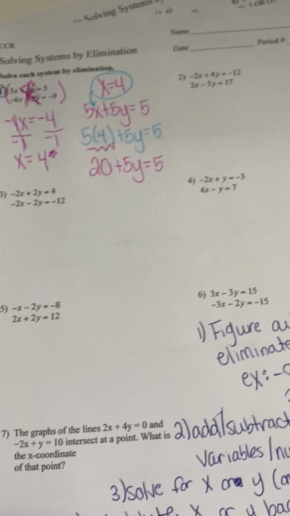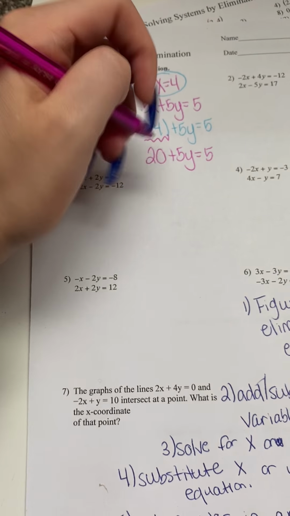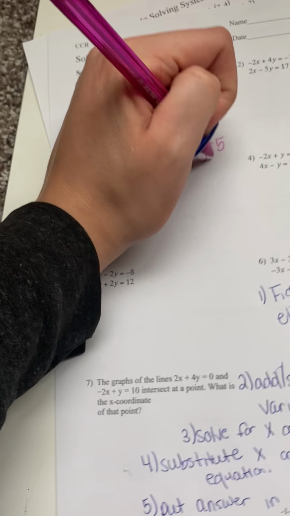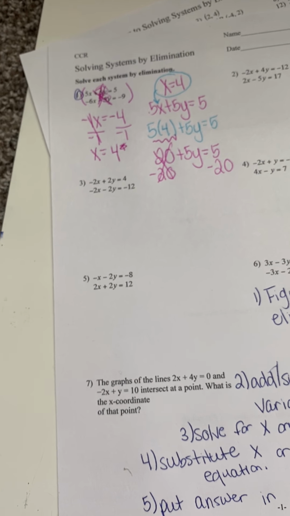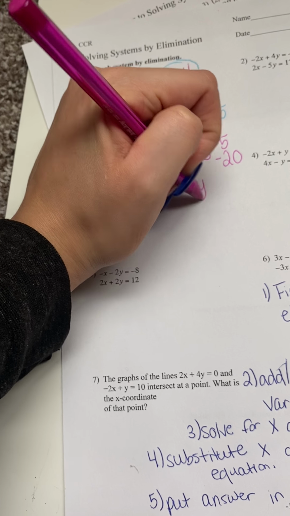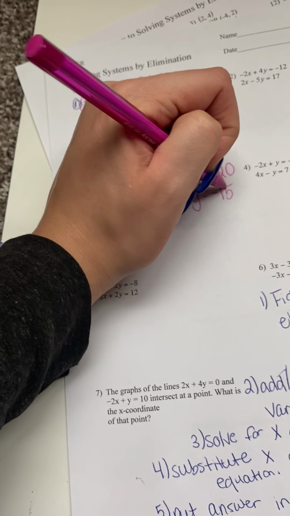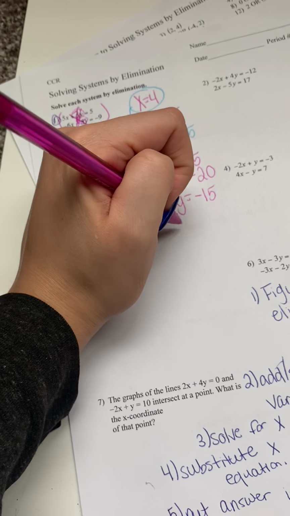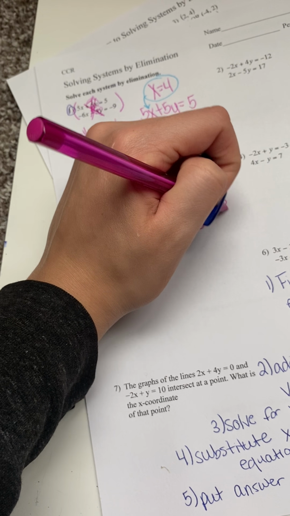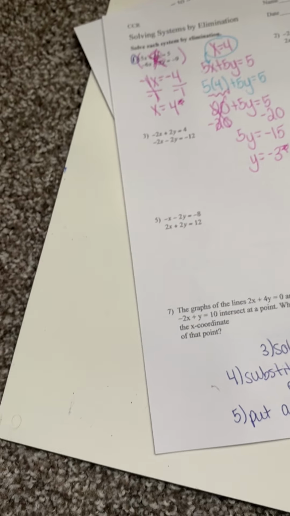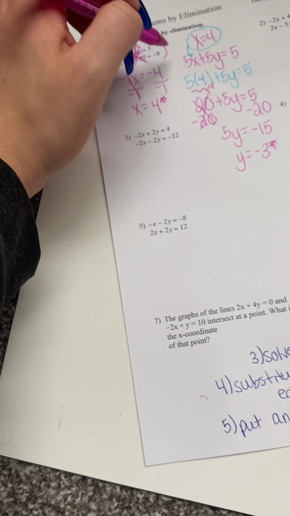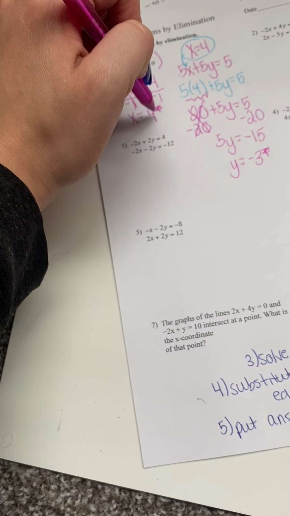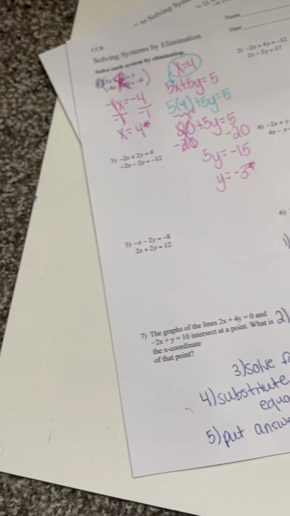And then this is just a two-step equation, all right? So we're going to subtract 20. This is just a two-step equation. Subtract 20. Then we should have 5y equals negative 15. And we all should know that y equals negative 3, right? Star that number. And you can circle it if you want to, but I'm really just looking at these numbers that are starred. So x equals 4, y equals negative 3.